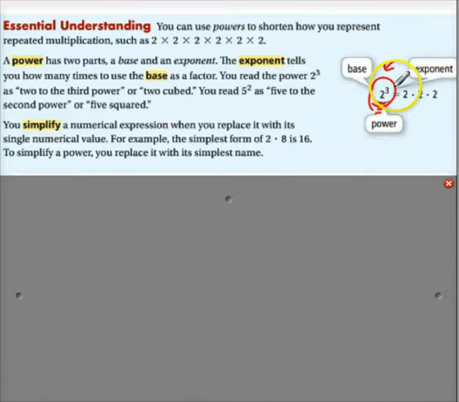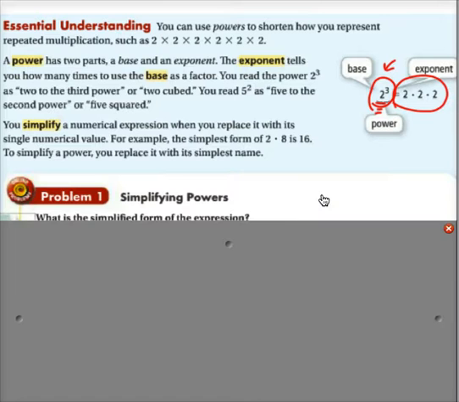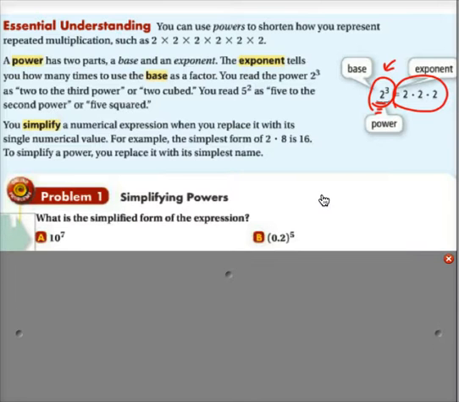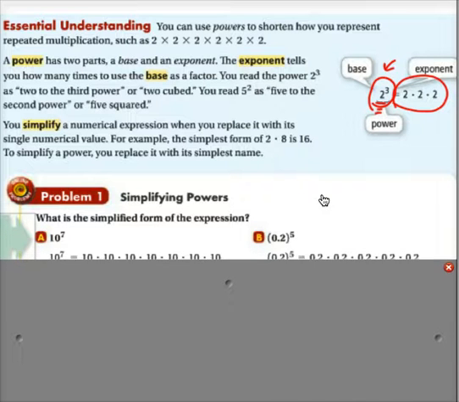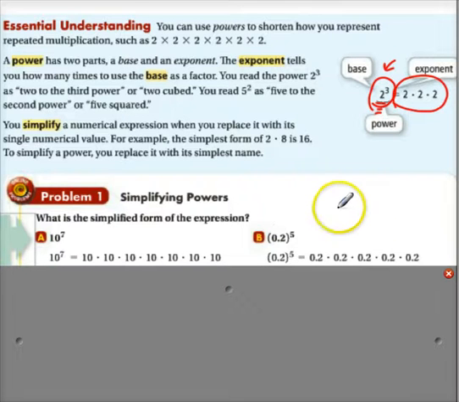Okay, so that exponent can change. It could say 2, 3, 4, 5, and so could that base. To simplify a numerical expression is to replace it with its single numerical value. So what this means is instead of writing 2 to the third, we can simplify. We know that means 2 times 2 times 2. So we're going to simplify powers. 10 to the 7th is like 10 being multiplied 7 times. Just like 0.2, that decimal, to the 5th power is like multiplying 0.2 5 times.